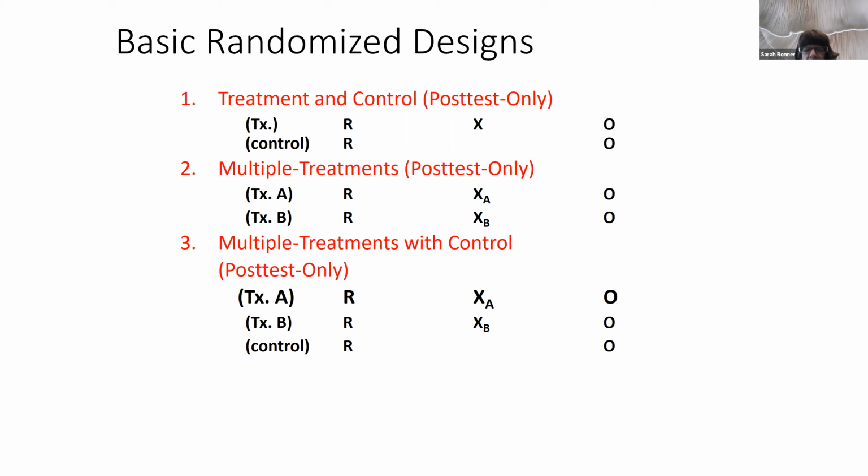But there are a lot of times for ethical reasons, or just because you're looking at differences between different curricula, you want a treatment group A and a treatment group B. And obviously, the more groups that you have, as long as you can keep a good sample size in each group, the better your conclusions.